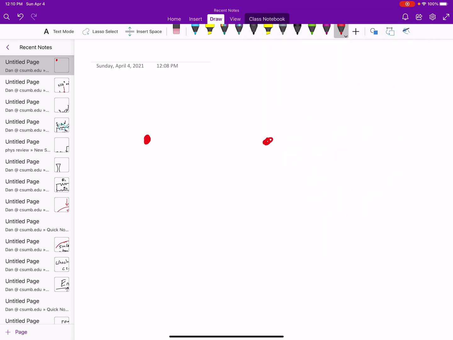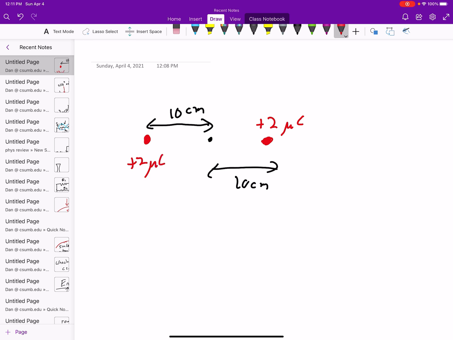So I'm going to draw two charges here and a single charge in the center, and I'm going to give these charges a value and a distance. I'll say, okay, let's see, these are 10 centimeters apart there, and 10 centimeters apart there. You give these charges a size. I'll call that one plus 2 microcoulombs. I'll call this one plus 2 microcoulombs.